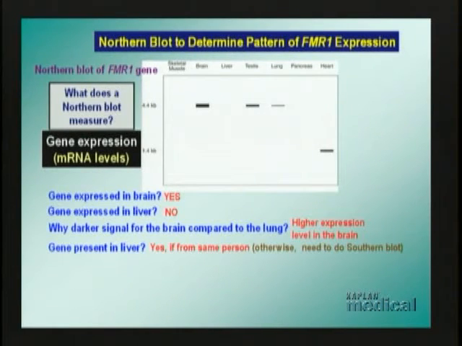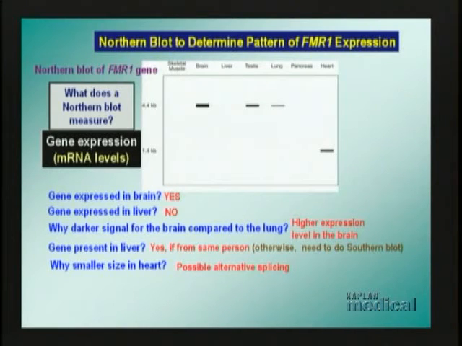Now the last question is, it's a hard question, why the smaller size in the heart? So here's the heart. Notice this band is much smaller in size compared to the bands in the brain, testes, and lungs. Why is this band smaller in size? The answer is kind of a hard answer, but you have to think back to other things in the previous chapters in biochemistry. And the answer to this is, it could be due to possible alternative splicing.